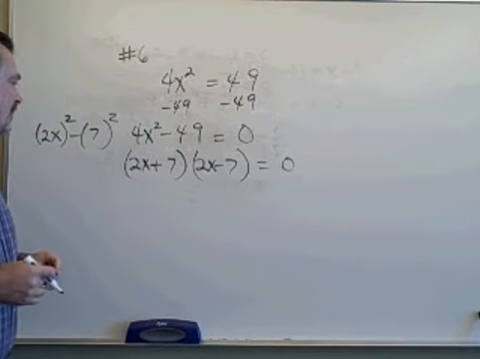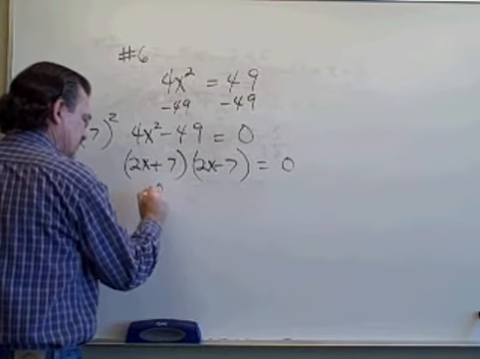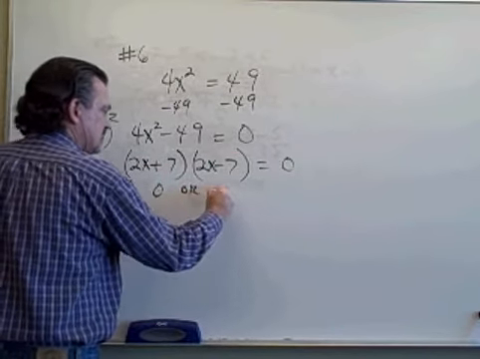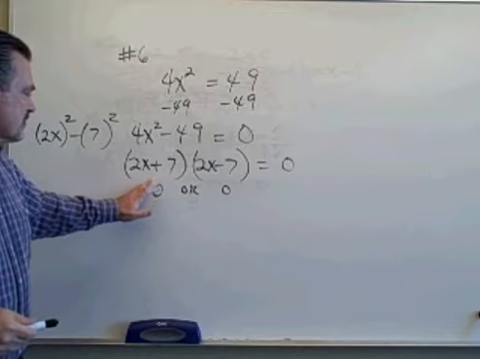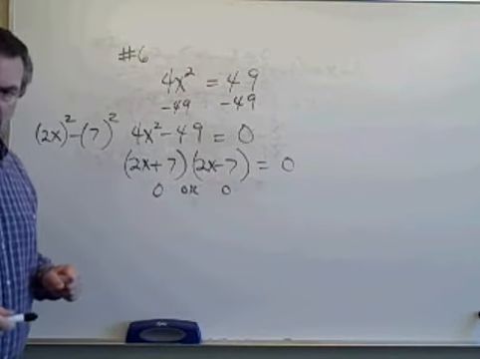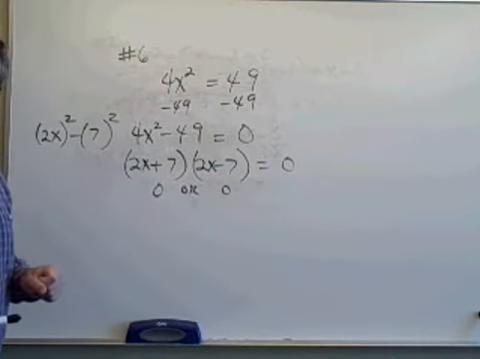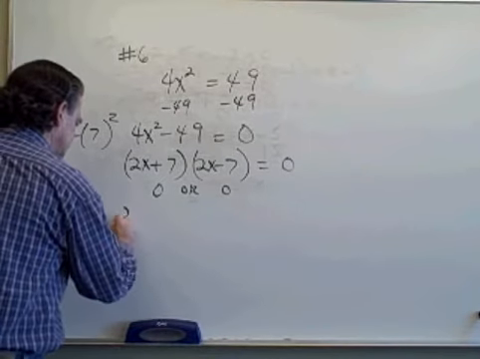Now, the only way this product becomes 0 is if either this quantity somehow becomes 0 or this quantity becomes 0. So I need to figure out what value of x could make this quantity become 0. What value of x could make this quantity become 0? And one way to figure that out is to simply set those quantities equal to 0 and solve the resulting linear equation that you make.